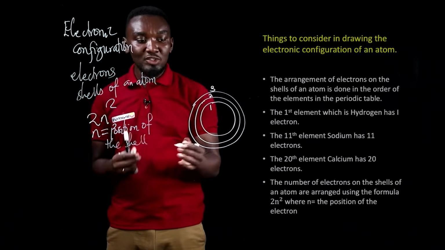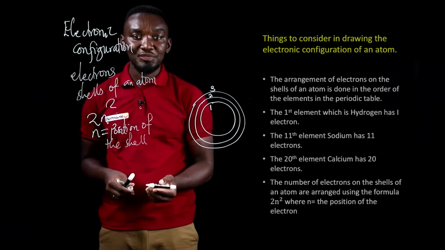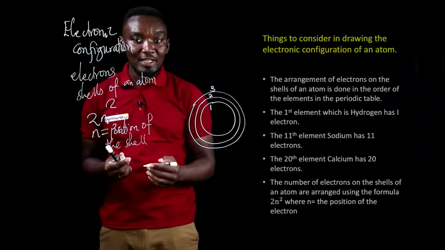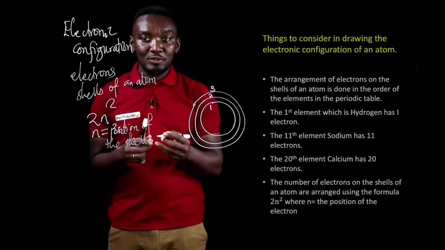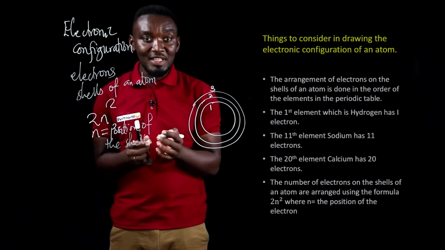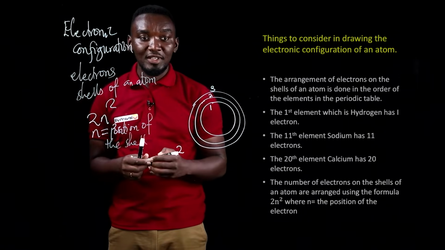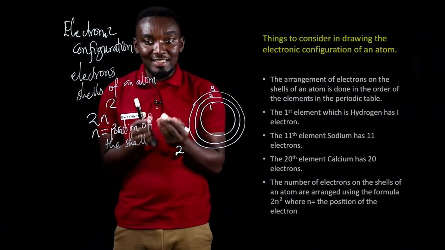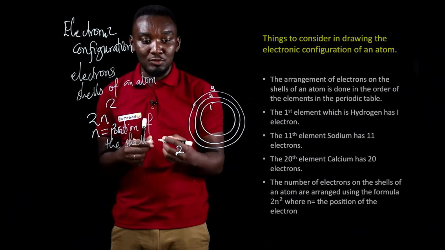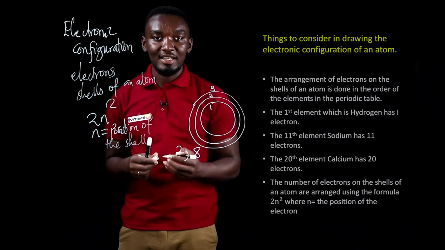So how many electrons should be on the first shell, which is 1? We can put that into the formula and get the answer. You have 2n squared, which is 2 times 1 squared. 1 squared is 1, multiplied by 2, which is 2. So in the first shell, you can have 2 electrons. Now, when n is 2, meaning the second shell, 2 squared is 4, and 4 times 2 is 8. So in the second shell, you can have 8 electrons.